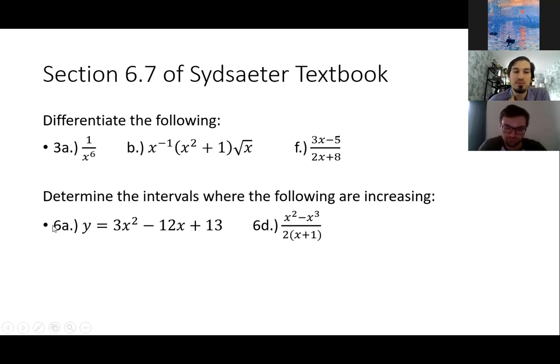And now for these bottom ones, 6a and 6d, it's asking you to find the intervals where they're increasing. So it's not just find the derivative, but then you have to think about, what does it mean for the function to be increasing? It means that the derivative is positive. So those last two are really asking, not just find the derivative, but find out when the derivative is positive. But I think right now the focus should just be on being able to take these derivatives.